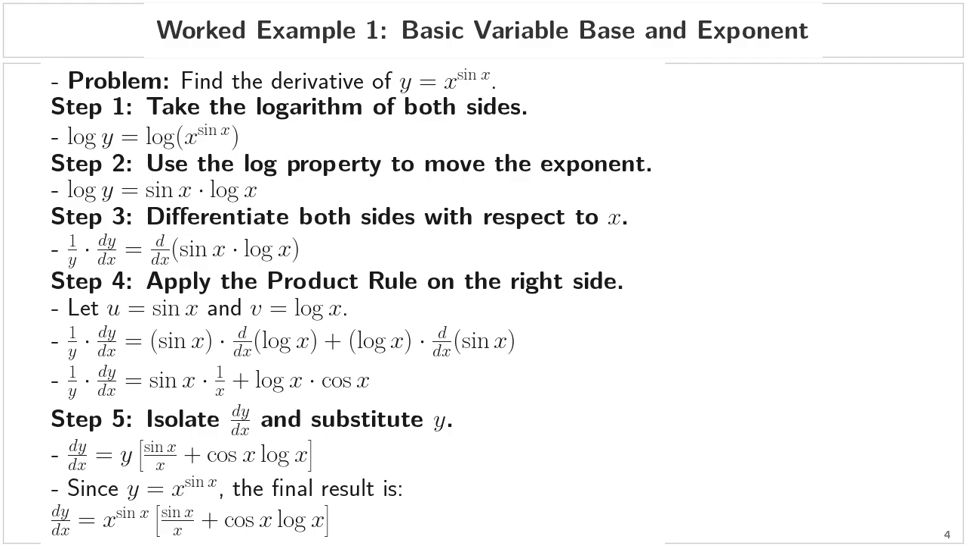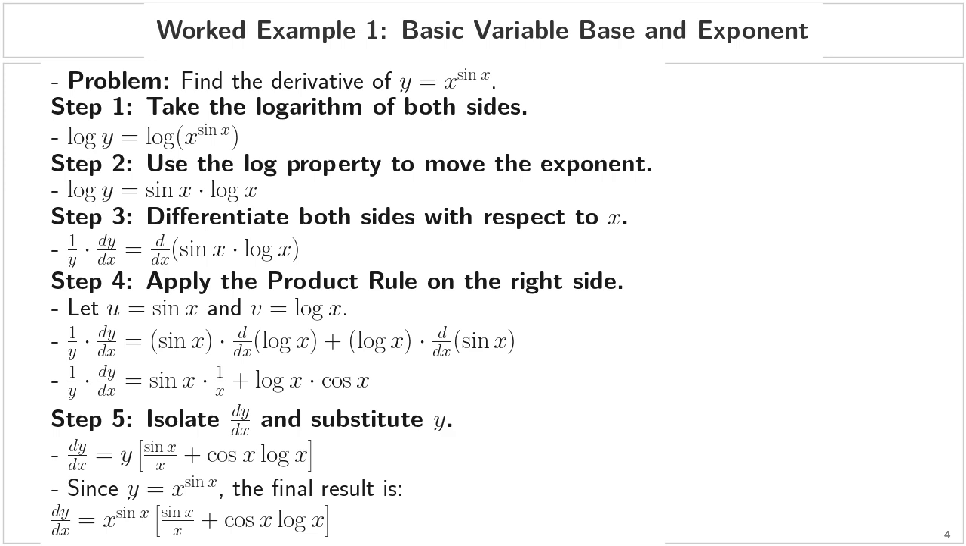However, to provide a complete answer, we must express the derivative solely in terms of x. Since our original function was y equals x raised to the power of sine x, we substitute this back into the equation. Our final result is dy over dx equals x raised to the power of sine x, multiplied by the quantity sine x over x plus cosine x log x.